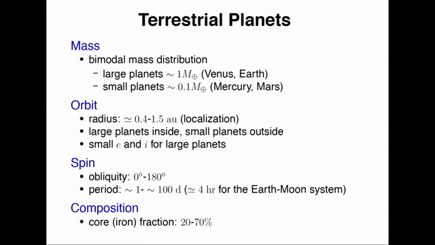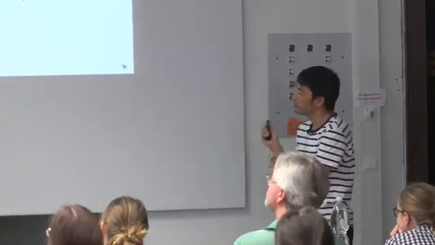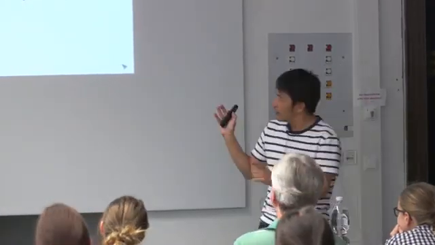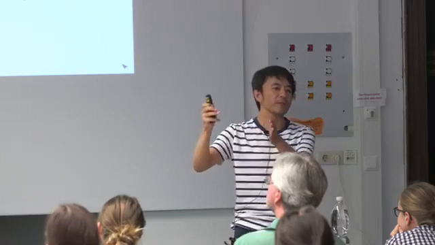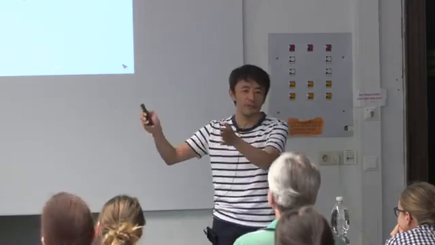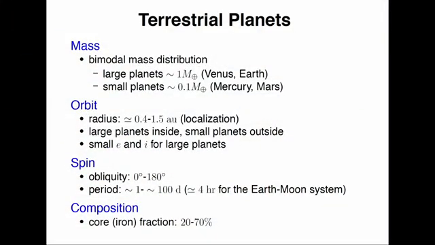And spin obliquity is very diverse, right? From 0 to 180 degrees. And the spin period ranges from about 1 day to 100 days, in that order. But please note the effective spin period of the Earth-Moon system: if the angular momentum of the Earth-Moon system is just added to one Earth, the Earth spin may have a period of 4 hours. It's a very fast spin. So the Earth-Moon system has relatively large angular momentum corresponding to this 4-hour spin period.